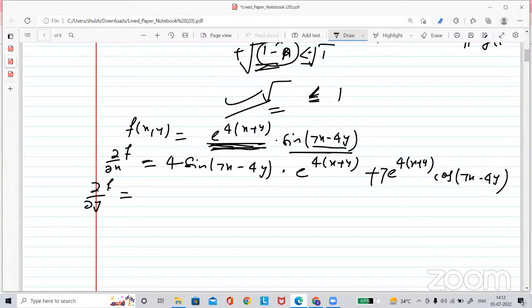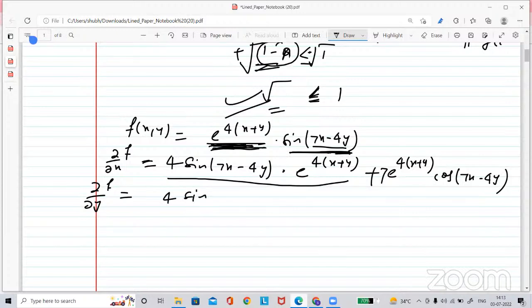Now for del f by del y, this time again we have to assume x as a constant and y as a variable. So the first one is the same as whatever we get here, only the coefficient will change. Taking the first one, let's differentiate this one and multiply it by the other.